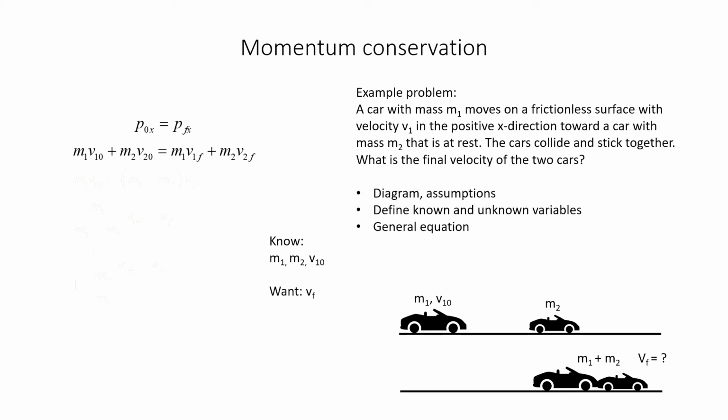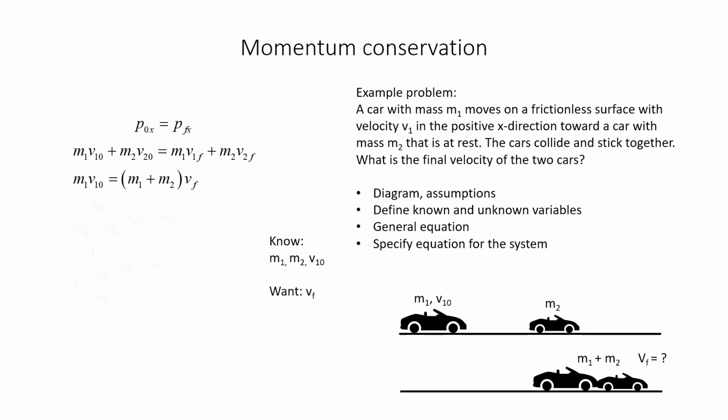Start with our general equation. Initial momentum in the x component equals the final momentum in the x component. We write the initial momentum for the whole system, m1 v1,0 plus m2 v2,0, equals the final momentum, m1 v1,final plus m2 v2,final.